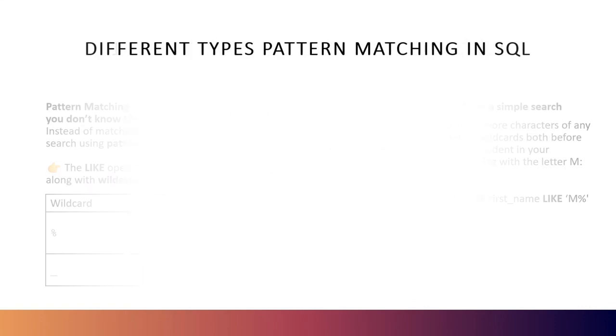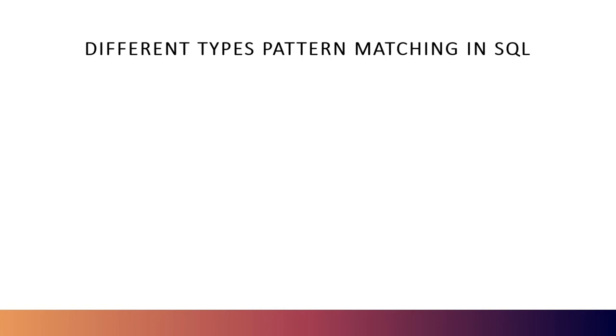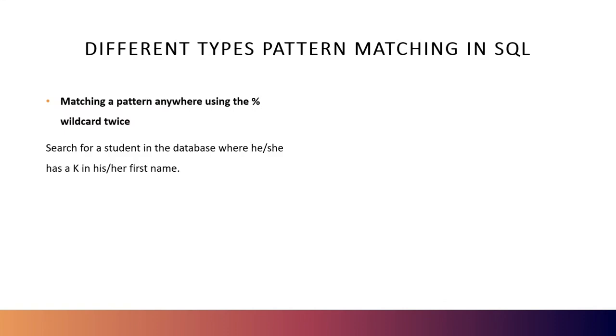Different types of pattern matching are, when we use the wildcard on both sides of the character. This is what means matching a pattern anywhere. SQL searches the character anywhere in the text. In this example, the query fetches students whose first name contains the letter Q at any position. Okay, the Q may be inside any position, like Yakub or whatever. So that is the result we will get.